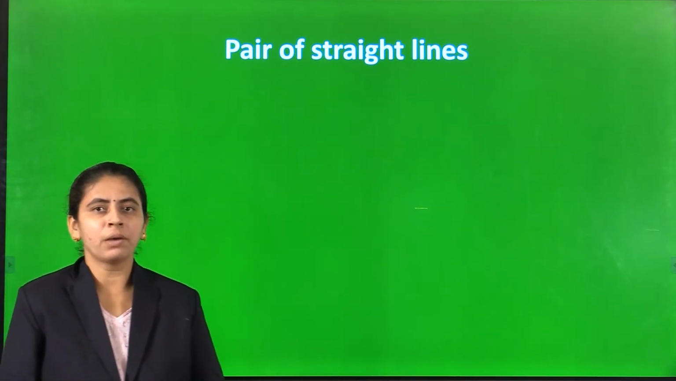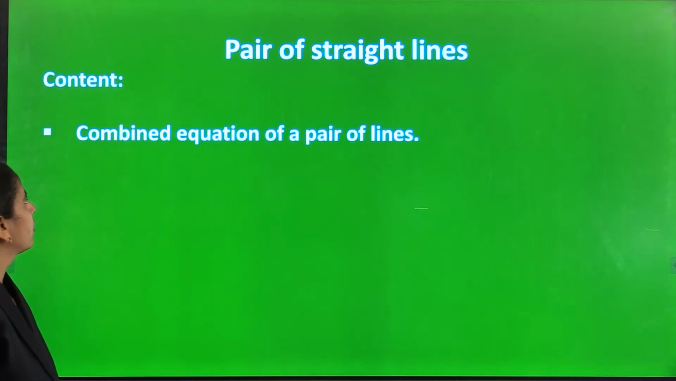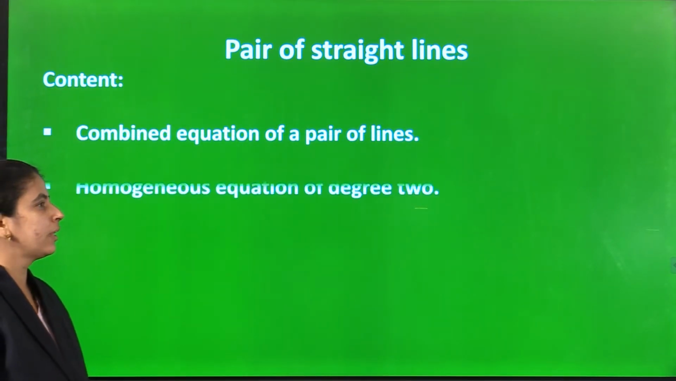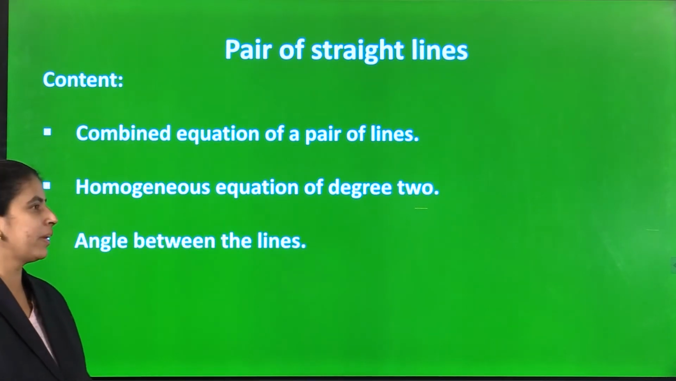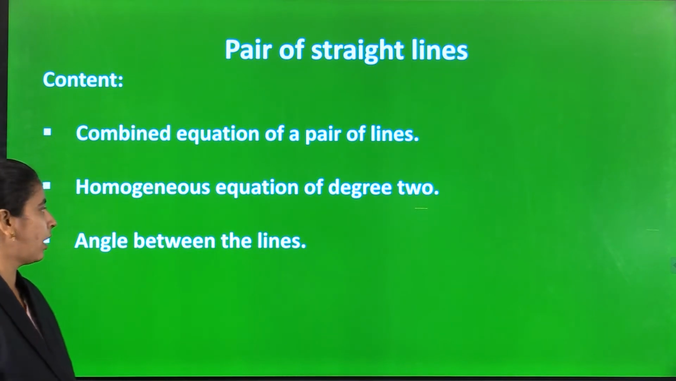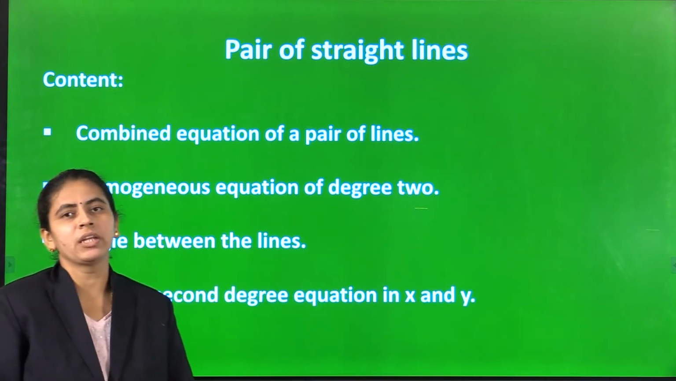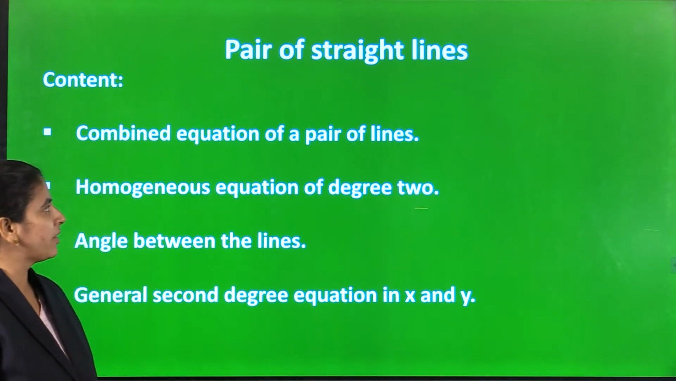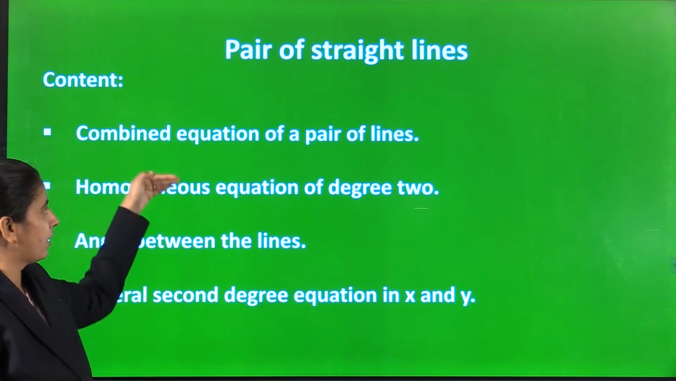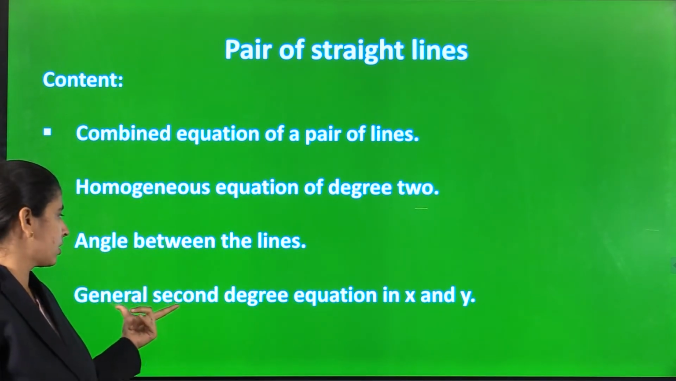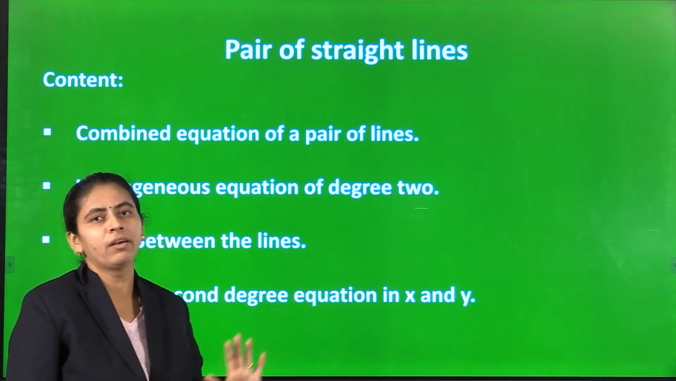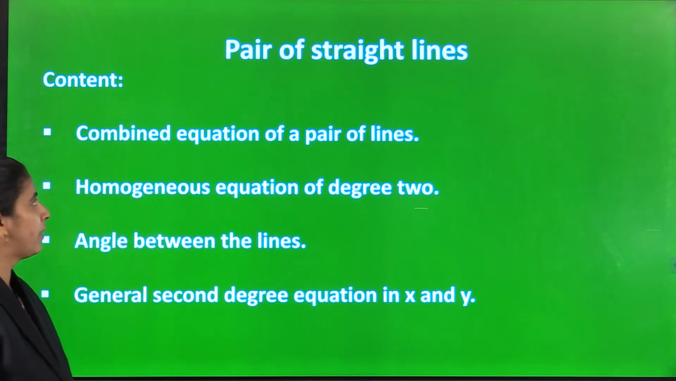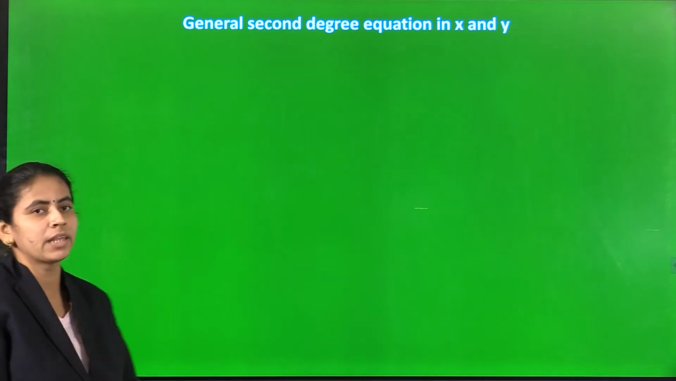In the previous lecture we started the topic pair of straight lines. Among that topic we have studied the articles: combined equation of pair of lines, then homogeneous equation of degree 2, then angle between the lines, and the last article is general second degree equation in x and y. In previous lectures we have studied the first three articles, and today we are going to discuss the last article of the topic, that is general second degree equation in x and y. So we will start our last article.